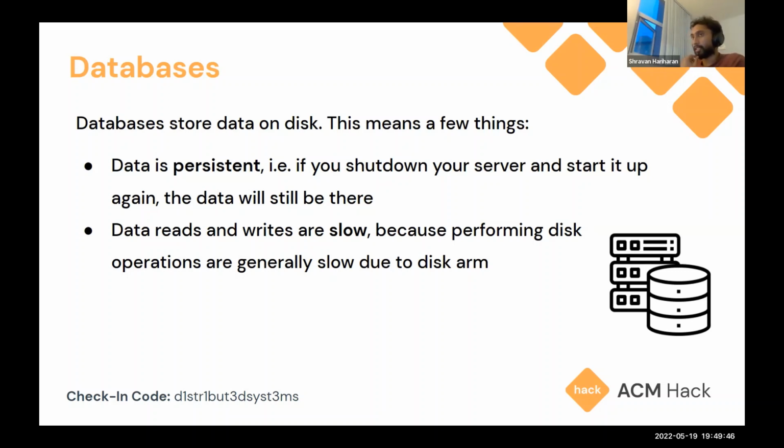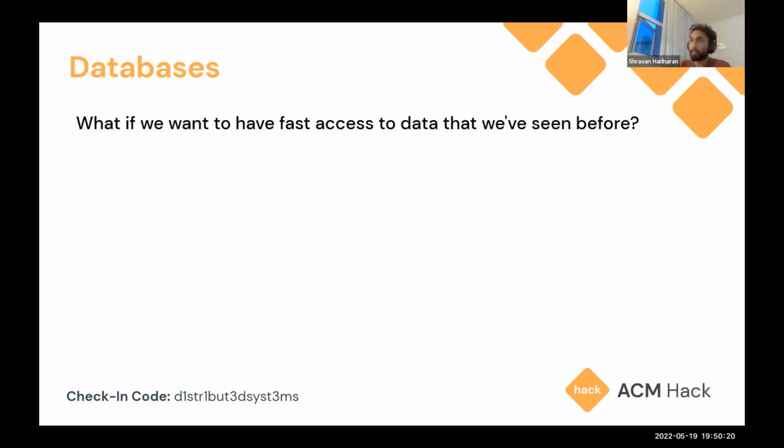But being stored on disk means that data reads and writes are slow, because you'll learn about this in your operating systems class. Disk operations are very slow because you have a disk arm that has to seek the data, get the data, and return the data, almost like an arcade machine getting those plushies and moving them around, right? Storing data on disk means you can store the most data, but it's also the slowest. So you've got to be careful.